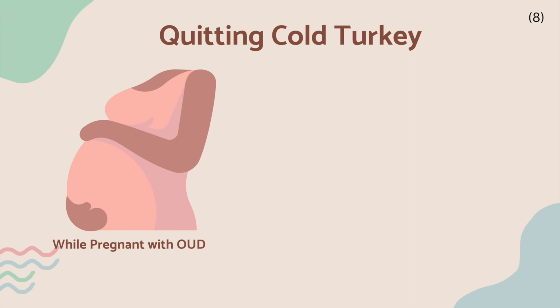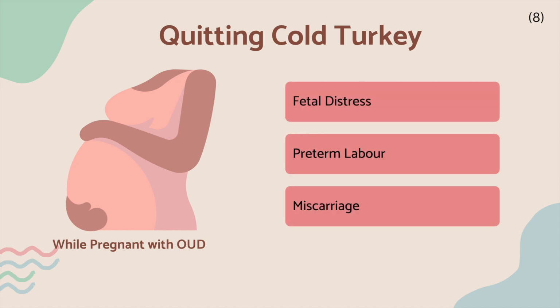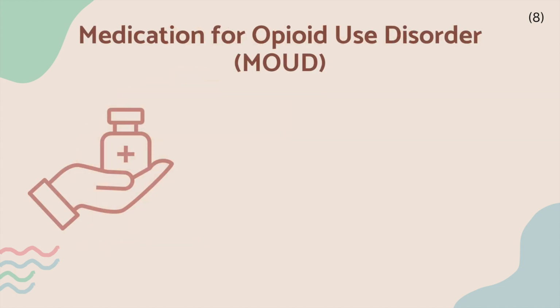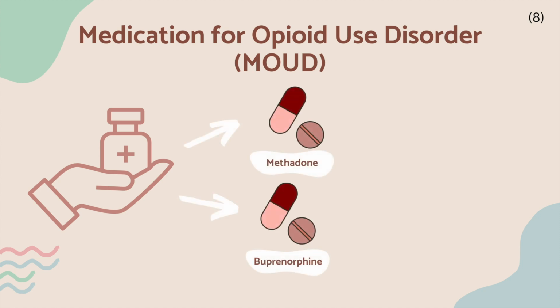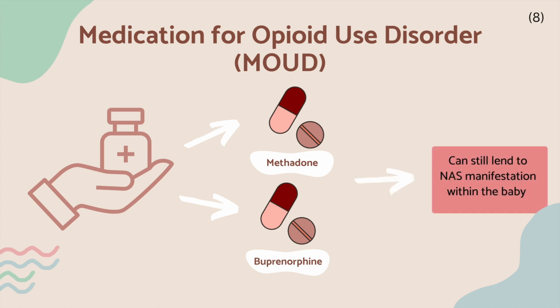Even if Jane had been informed of the risks posed to her baby and the possibility of neonatal abstinence syndrome when she was already dependent on opioids during her pregnancy, she would likely not have been recommended to quit the drugs cold turkey. Quitting suddenly can cause severe consequences, such as fetal distress, preterm labor, and miscarriage. In fact, current clinical recommendations include treatment using medication for opioid use disorder. However, the first-line therapy agents encompassing medicine for opioid use disorder are methadone and buprenorphine, which themselves also lend to expected neonatal abstinence syndrome within the baby upon birth.